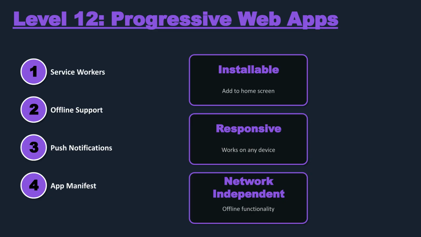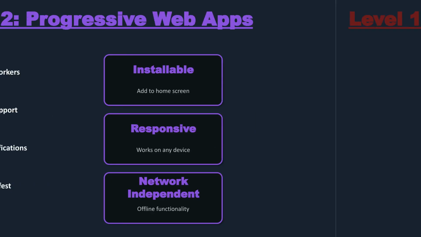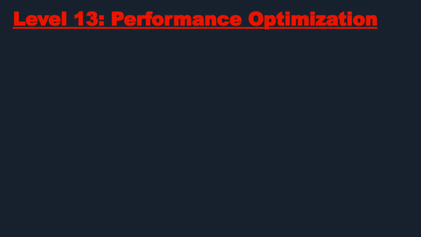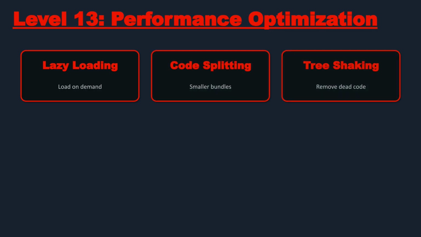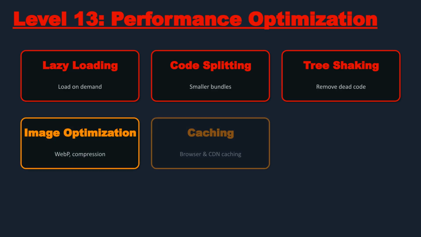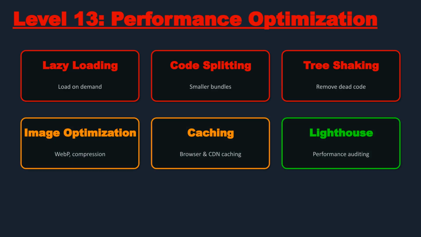Level 12 covers progressive web apps. Learn about service workers, offline support, push notifications, and the app manifest. Progressive web apps should be installable, responsive, and network independent. Level 13 is performance optimization. Techniques include lazy loading, code splitting to create smaller bundles, and tree shaking to remove dead code. Don't forget image optimization, caching with browsers and CDNs, and using Lighthouse for performance auditing.